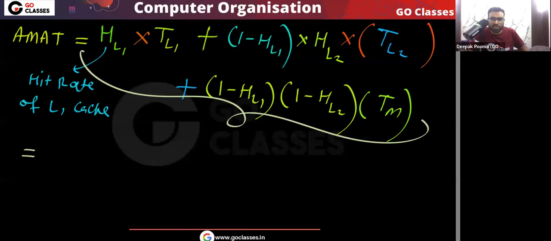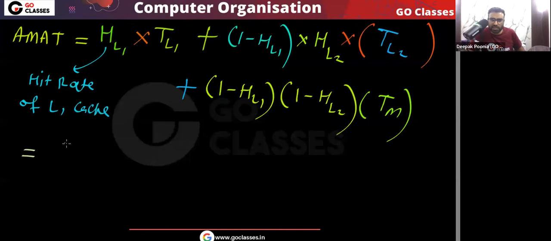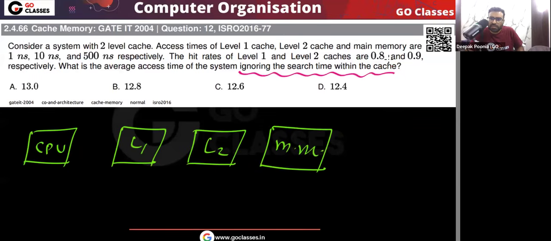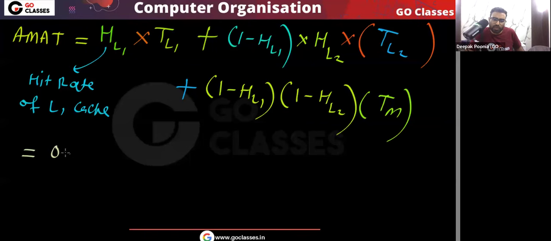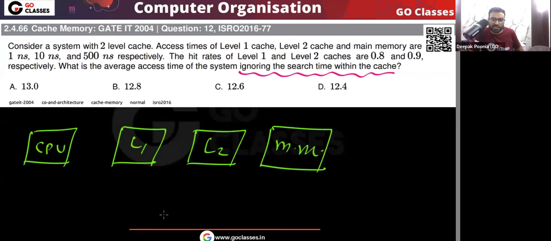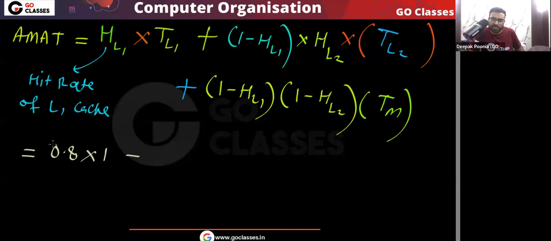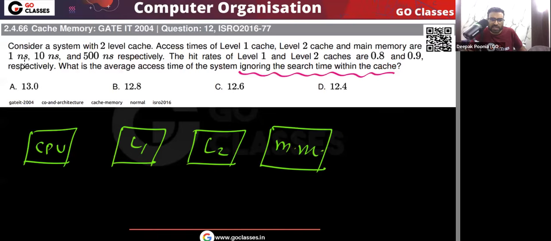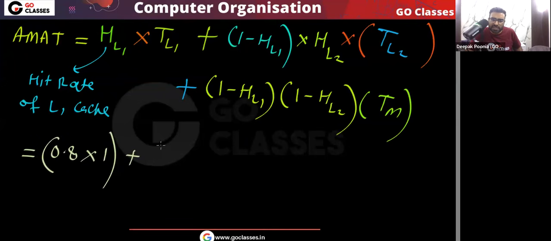So here you can just put in the data and calculate the average memory access time. The hit rate of the L1 cache that is given to us is 0.8. So I can say 0.8 multiplied by the L1 access time. The L1 access time is 1 nanosecond, plus. Remember, all the access times are given in nanoseconds, so you don't have to worry about the unit. Next, 1 minus HL1 is basically 0.2, which is the miss rate of L1.